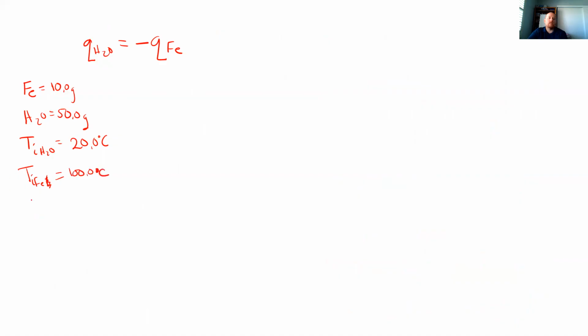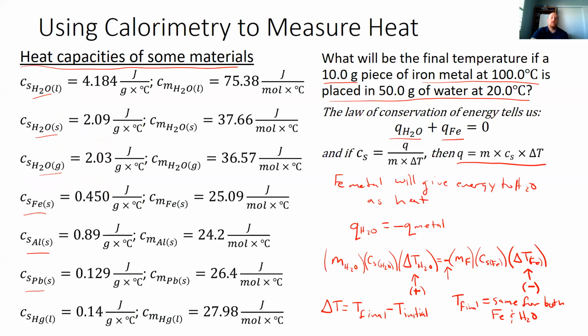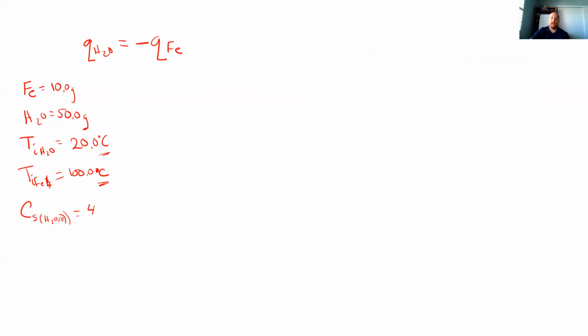Now, since we're dealing with temperature changes, it doesn't matter whether it's in Celsius or Kelvin, because temperature changes on those scales are going to be the same. Final temperature minus initial temperature, that difference will be the same. So it doesn't matter how we have it. The other thing we need is the specific heat of the liquid water, which, if we come back up here, is 4.184 joules per gram degree.